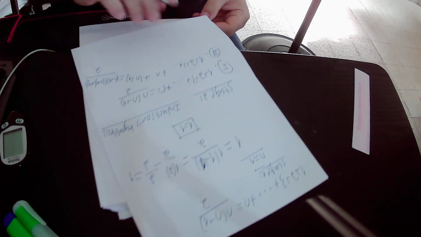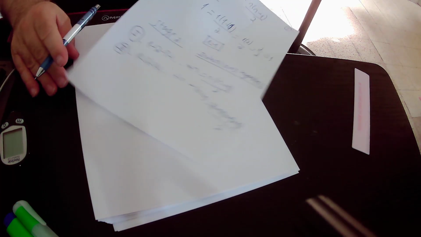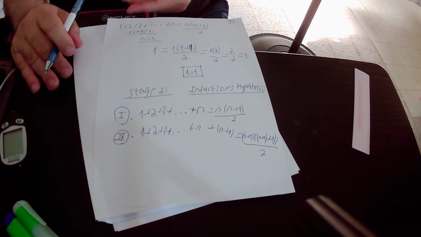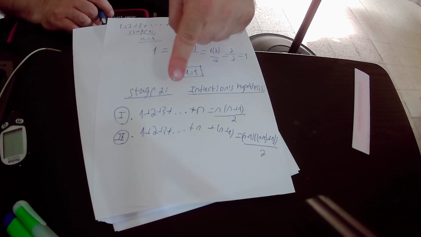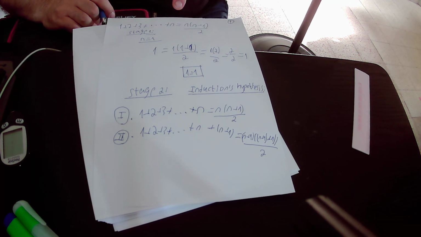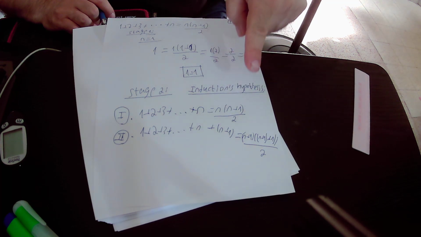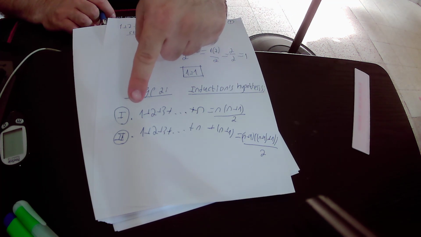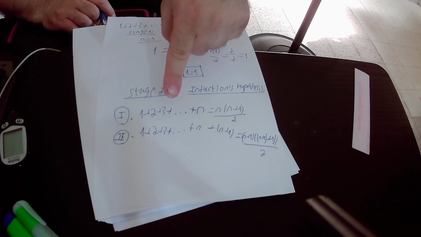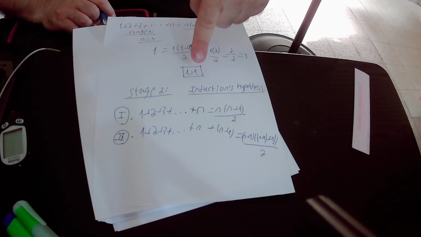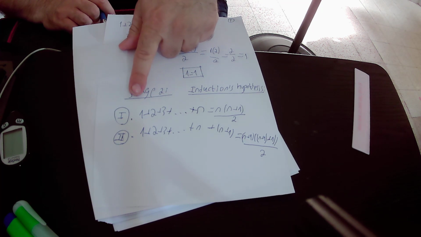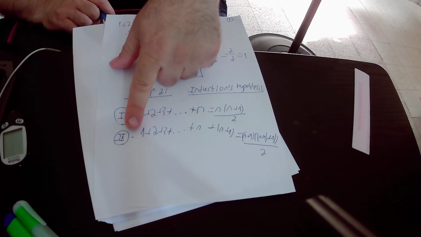So expression 2 is the expression for n plus 1. And we must prove expression 2 for n plus 1. So we will rely on our assumption that expression 1 is true in order to prove expression 2.